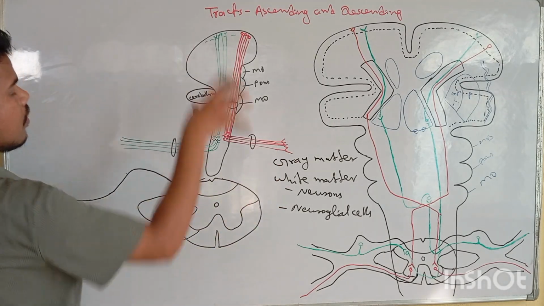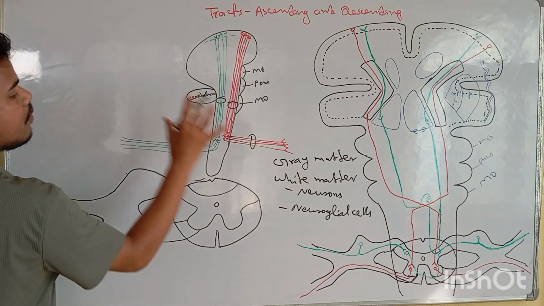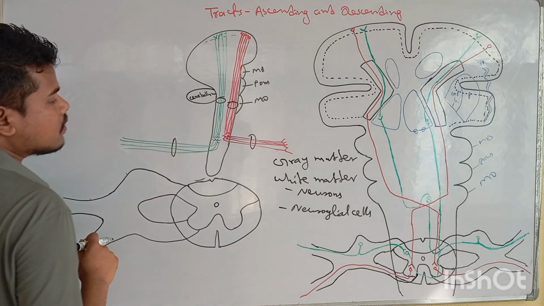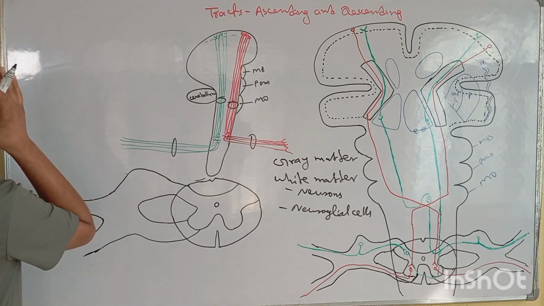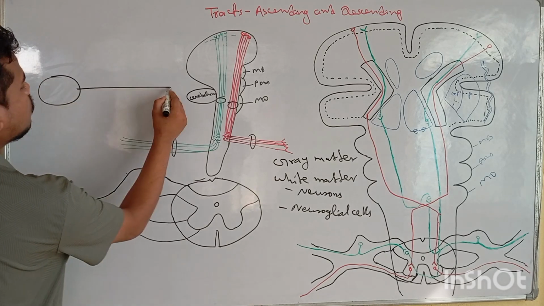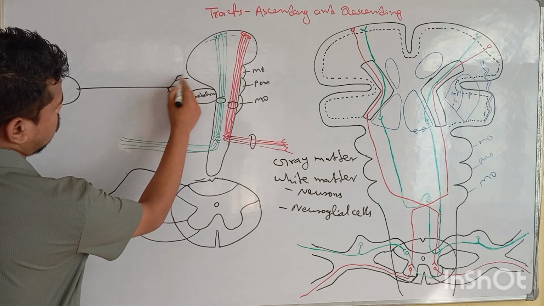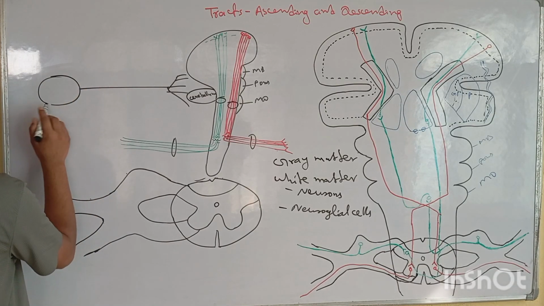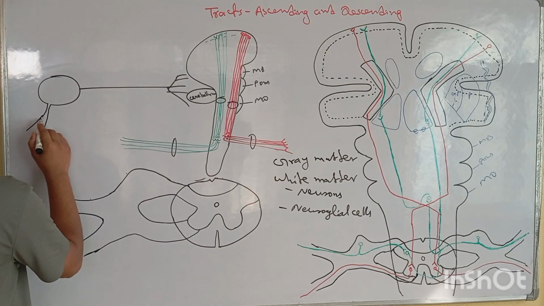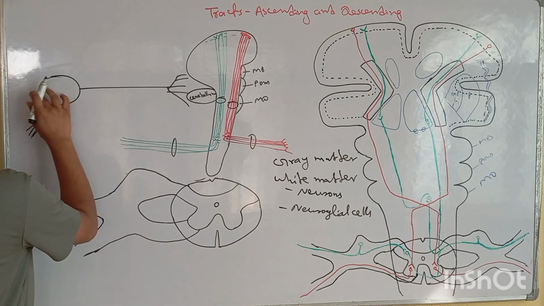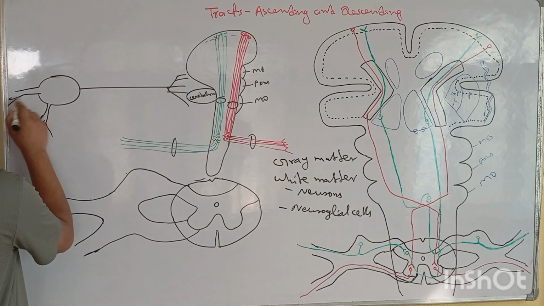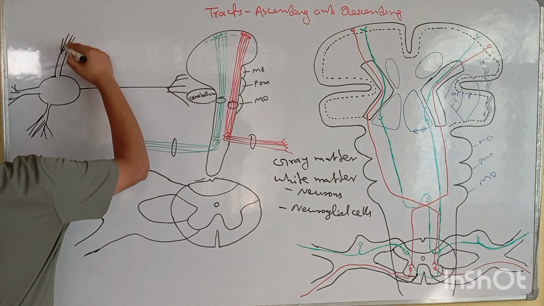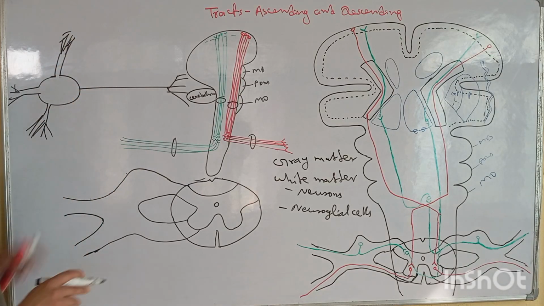I will talk about these in a different lecture. So I am talking here about white matter and gray matter. I will draw a multipolar neuron. Let's suppose this is the cell body, and from this cell body there are multiple processes. This is just for understanding purposes. Please try to understand multiple processes.